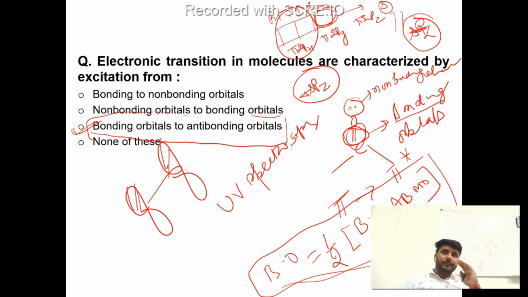And if you are interested in knowing the emission spectra, you will go for the fluorescence spectroscopy. That will show you the emission transition. That is phosphorescence, fluorescence. That will be the emission spectra. Here I am talking about the absorption.